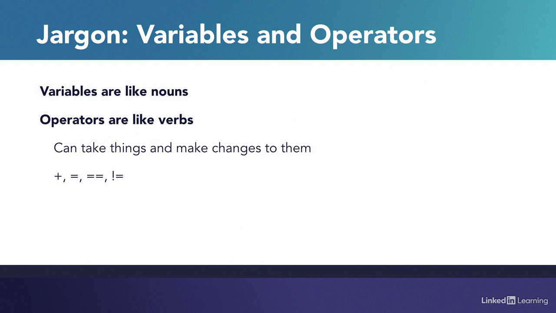There's plus, which can be used for addition or for concatenating two strings together. That means combining them together. There's the equal sign, which is used to assign data to a variable. And then there's the double equal sign and exclamation point equals, which are used for doing logical tests to say, this is equal to this, or this is not equal to that other thing.